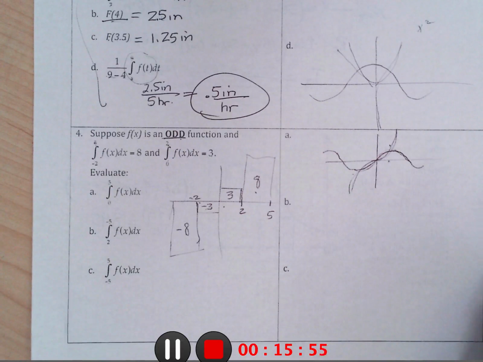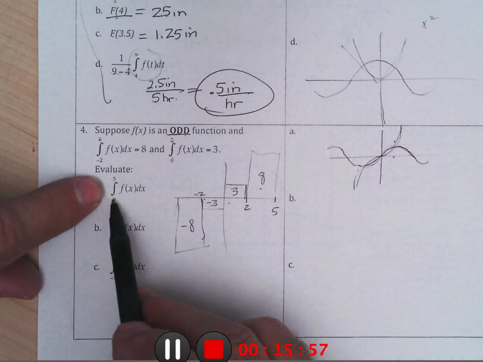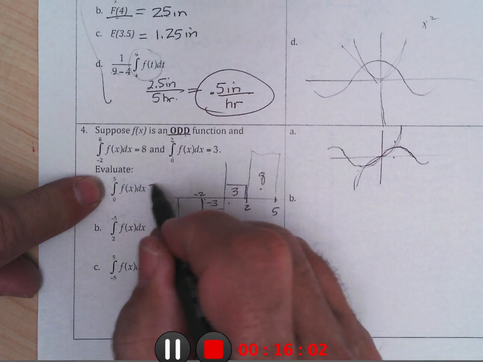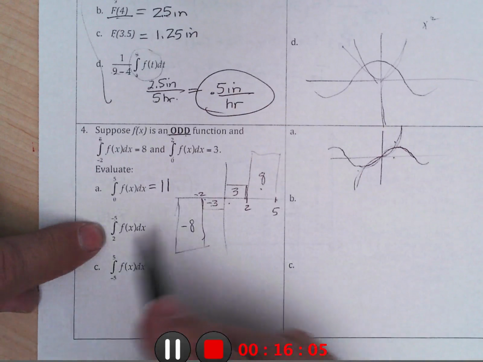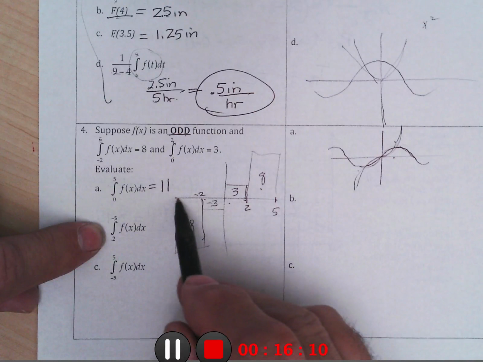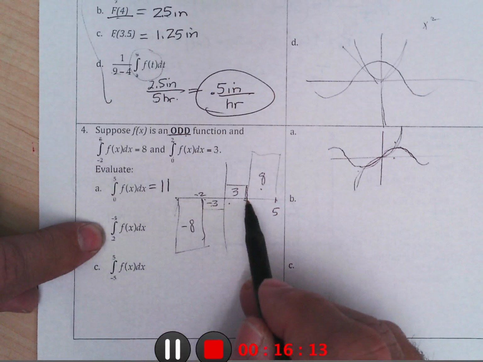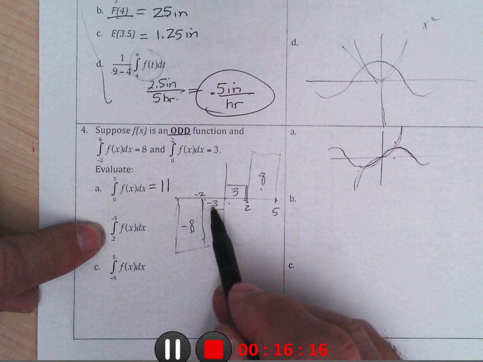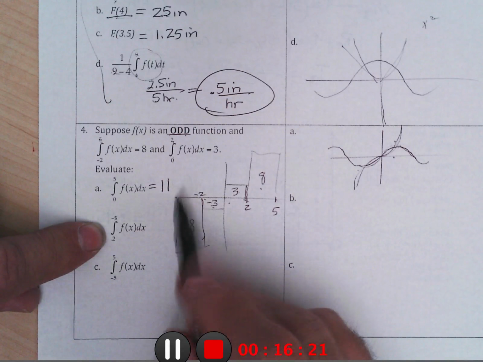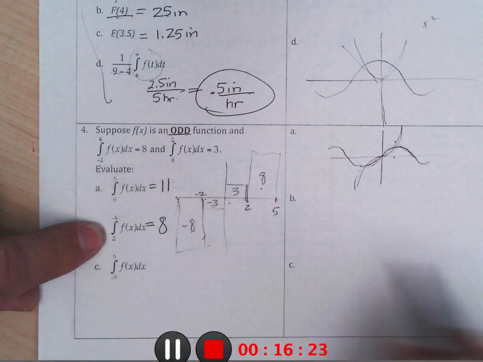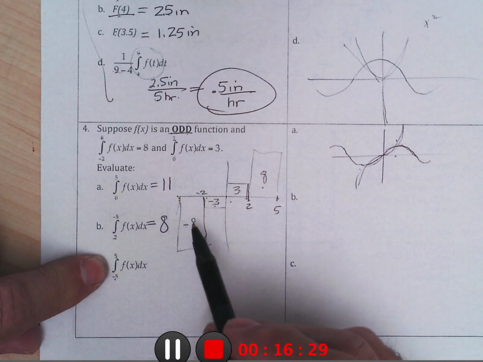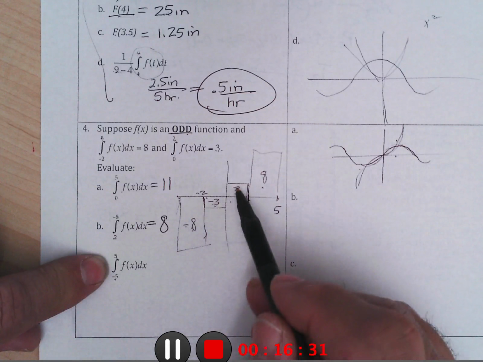So, how much area is there between 0 and 5? 0 and 5 is 11. Between 2 and minus 5. 2 and, oh, wait a minute, that's going backwards. From minus 5 to 2 would be negative 8 minus 3 plus 3, so negative 8. But if we're going backwards, that would turn it to positive 8. And how much area is there between minus 5 and 5? Minus 8 minus 3 plus 3 plus 8 would be 0.